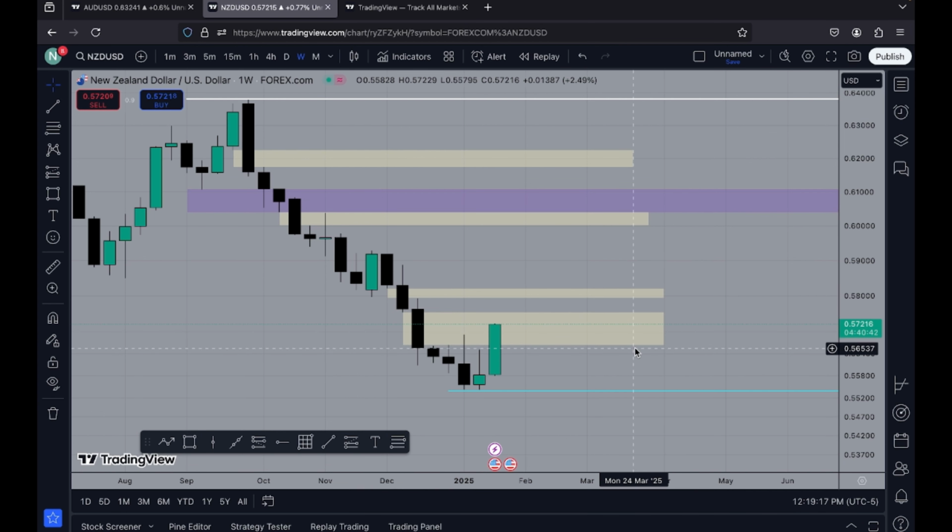Okay, so look at this. Now we have the monthly fair value gap, which is this one, basically overlapping with this weekly fair value gap. This is a very beautiful scenario, will I say. So I want to see the fair value gaps overlap. That makes a whole lot of sense to me.